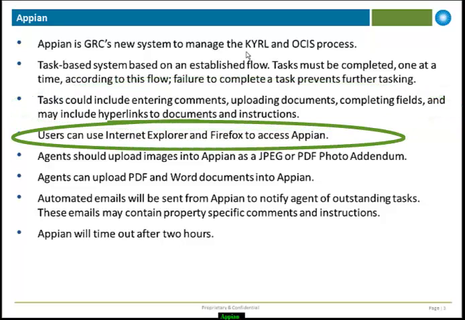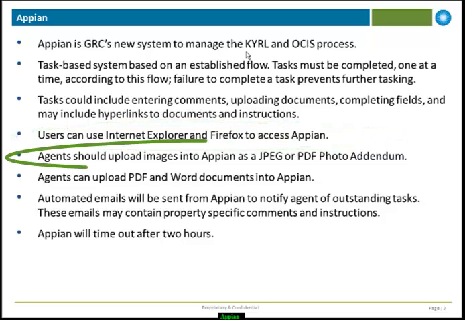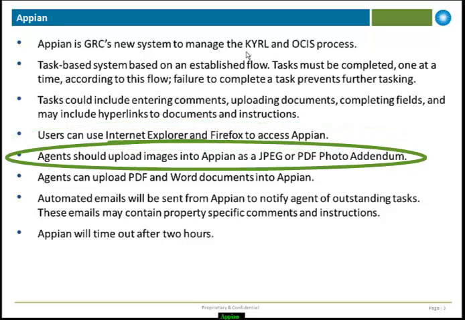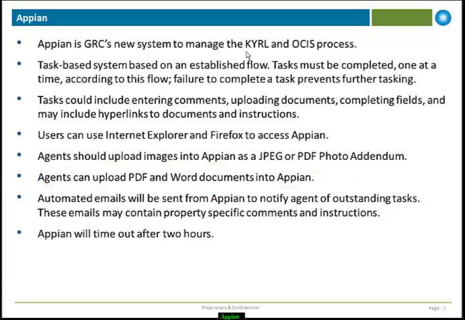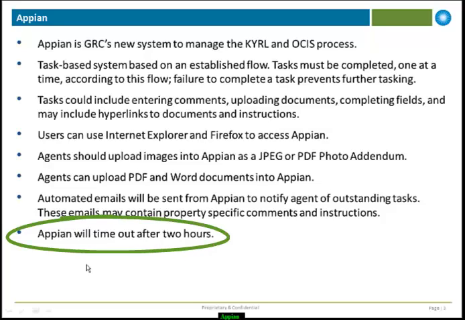Users can use Internet Explorer and Firefox to access Appian. Agents should upload images into Appian as a JPEG or PDF photo addendum. Agents can upload PDF and Word documents into Appian. Automated emails will be sent from Appian to notify agents of outstanding tasks. These emails may contain property-specific comments and instructions. Appian will time out after 2 hours.